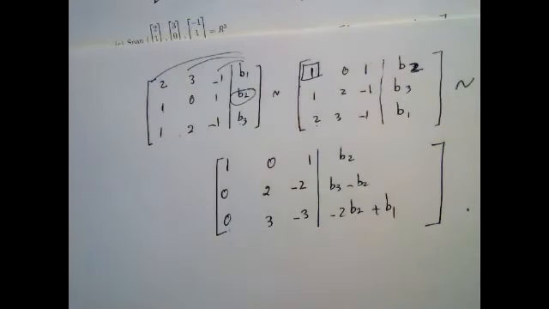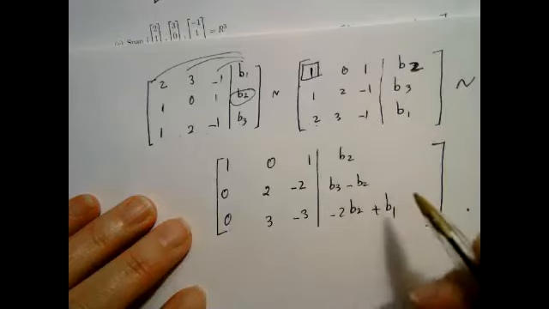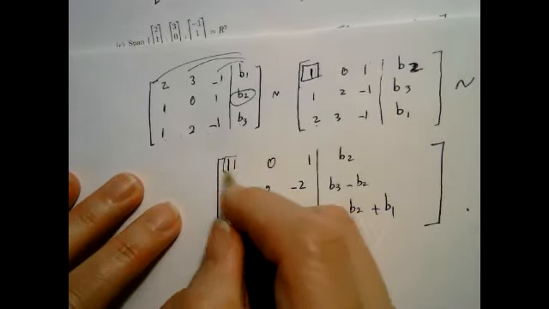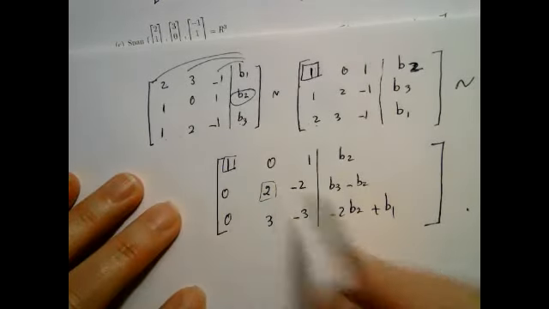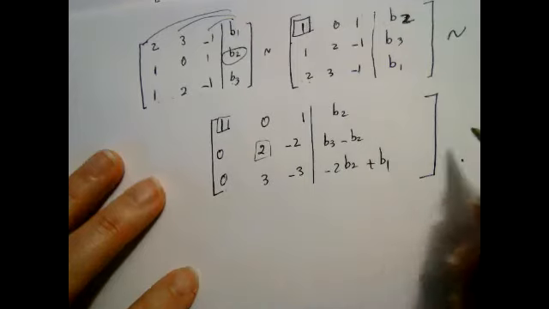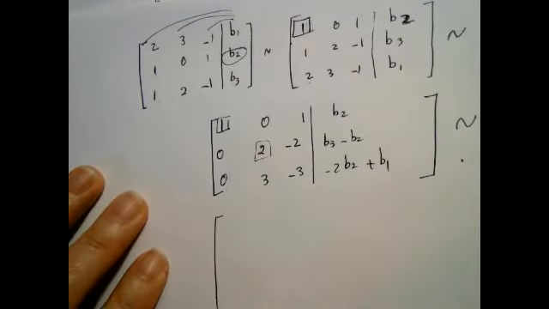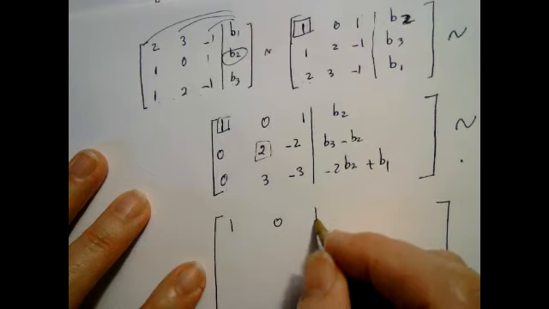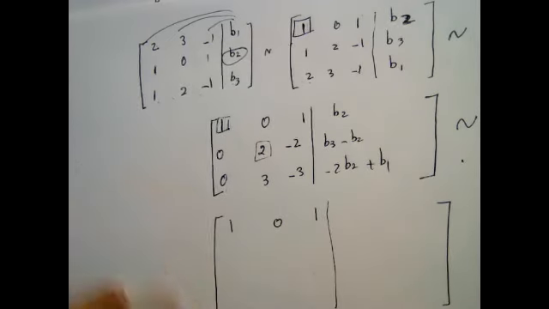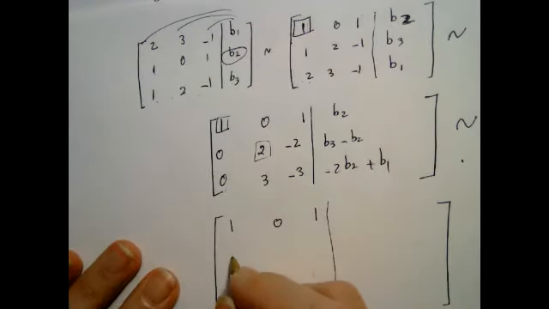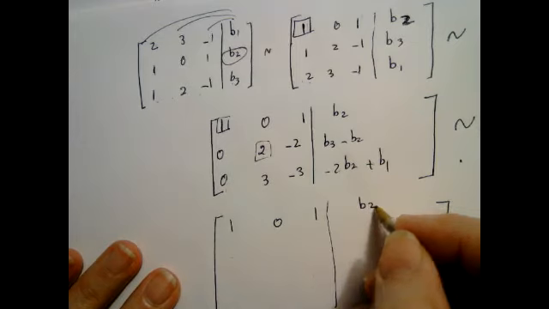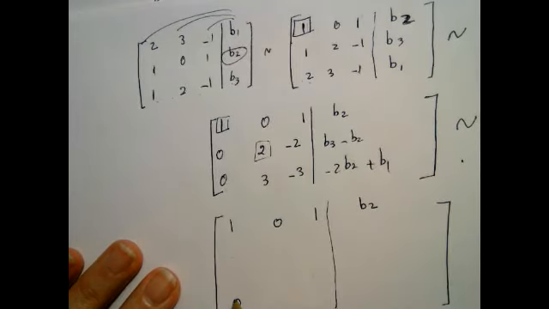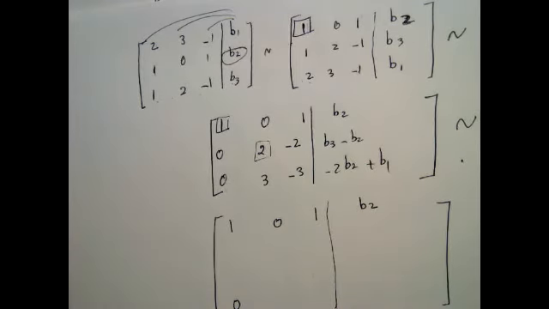I cannot answer a question unless I get to my echelon form. Prior to that, I can't. So this is a 2, and this is a leading entry. I have to get to the echelon form. So what would you do if you were me? What would you do to get your echelon form?